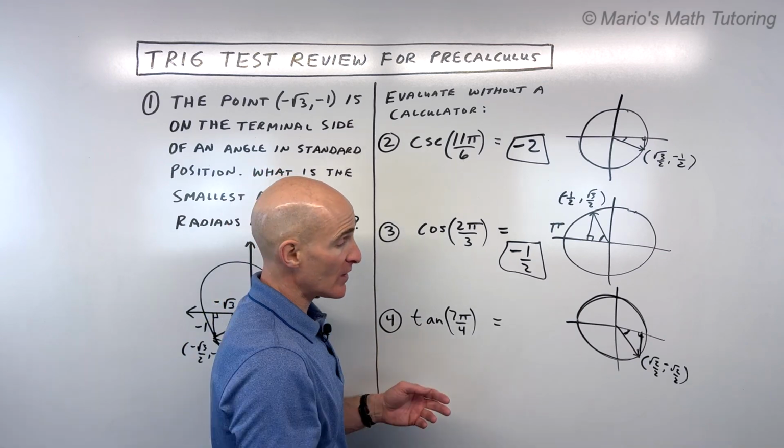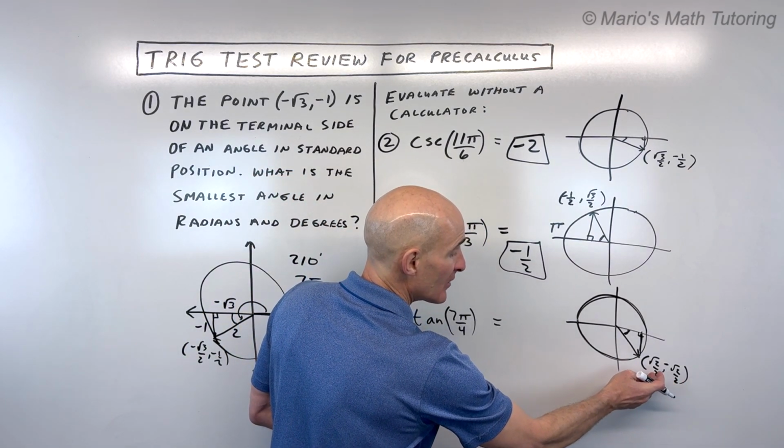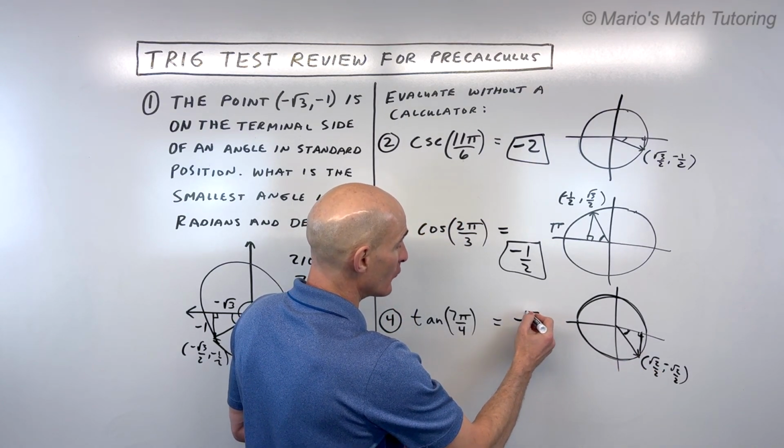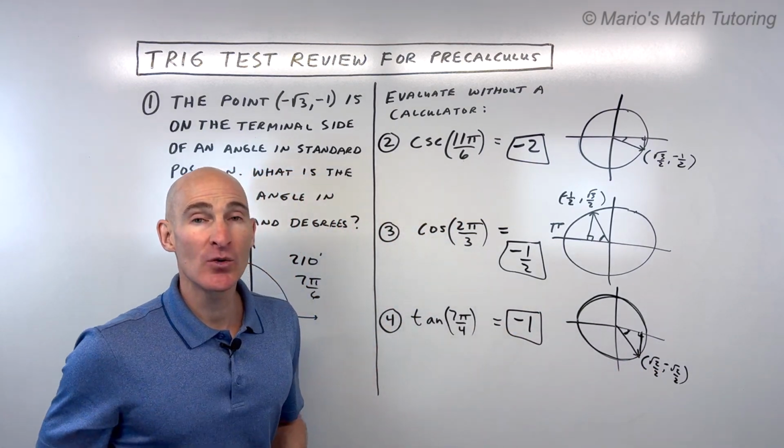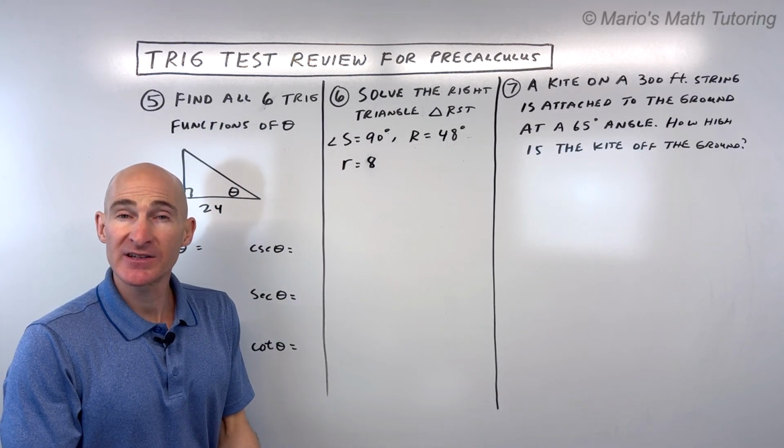The tangent is the ratio of the y divided by the x. Anything divided by itself is 1. A negative divided by a positive would be a negative 1. So let me erase the whiteboard and let's go on to the next group of problems. If you can pause the video and do number 5, 6, and 7.